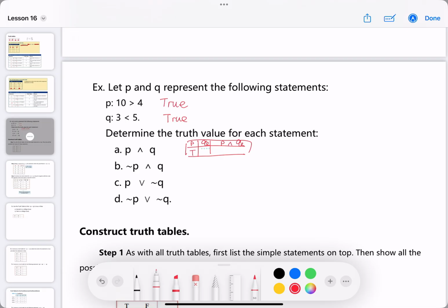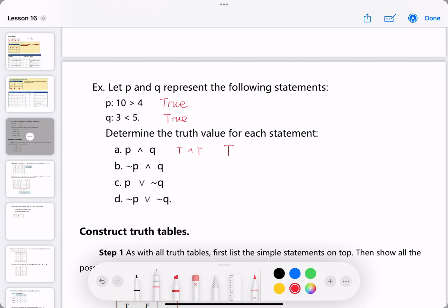P is true, and Q is also true. P and Q is true. I don't have enough space, so let's make it short. P is true, Q is true, P and Q is true.